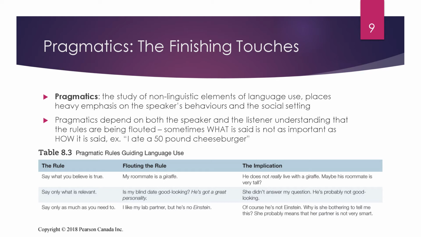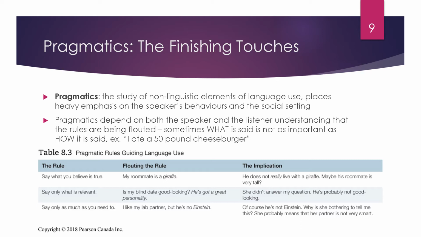So for example, if someone said I ate a 50-pound cheeseburger, you've probably heard people say stuff like that. You know, I just ate this cake and it must have been like 20 pounds. And so clearly they didn't actually eat a 50-pound cheeseburger. But based on pragmatics, we know that that's a form of exaggeration, so they probably are just telling us they ate a really big cheeseburger, right? So pragmatics would be inferring the hidden meaning, not taking everything completely literally all the time.